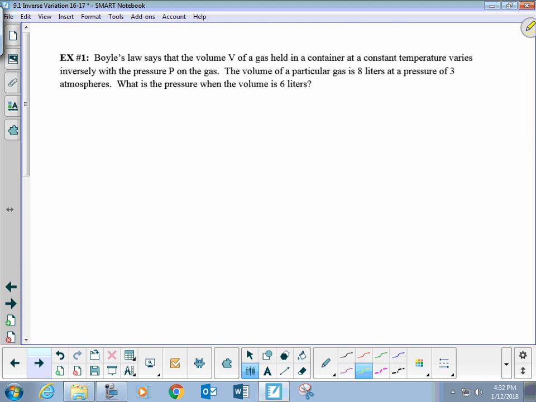All right, a couple of quick examples. Boyle's Law said that the volume of gas held in a container at a constant temperature varies inversely with pressure. There are our words. Now that's an equation writer. Volume varies inversely with pressure. There's my equation.